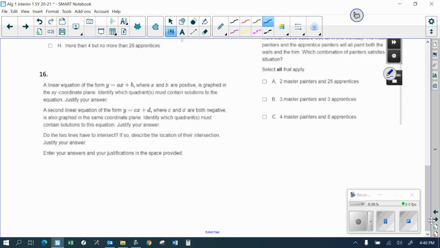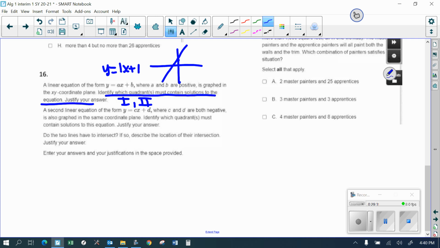Okay, A and B are both positive. So the example would be y equals 1x plus 1. Identify which quadrants must contain solutions to the equation. So y equals x plus 1, right there. What quadrants is that in? 1, 2, and 3. We write them in Roman numerals: I, II, and III. A second linear equation of this form, where C and D are both negative.